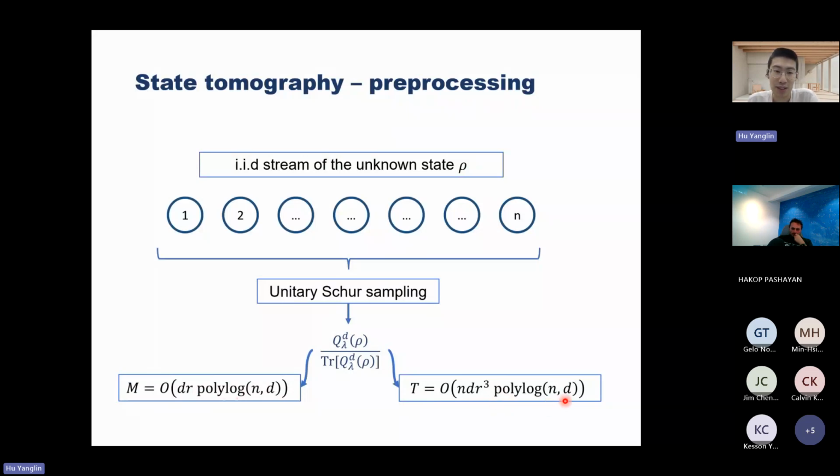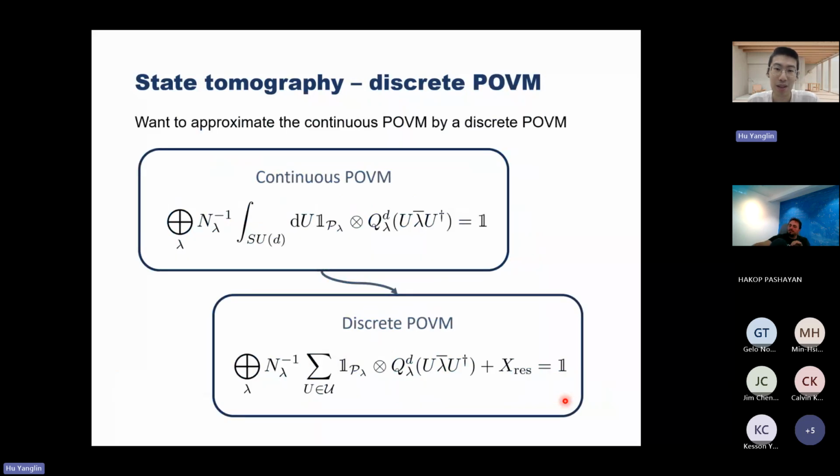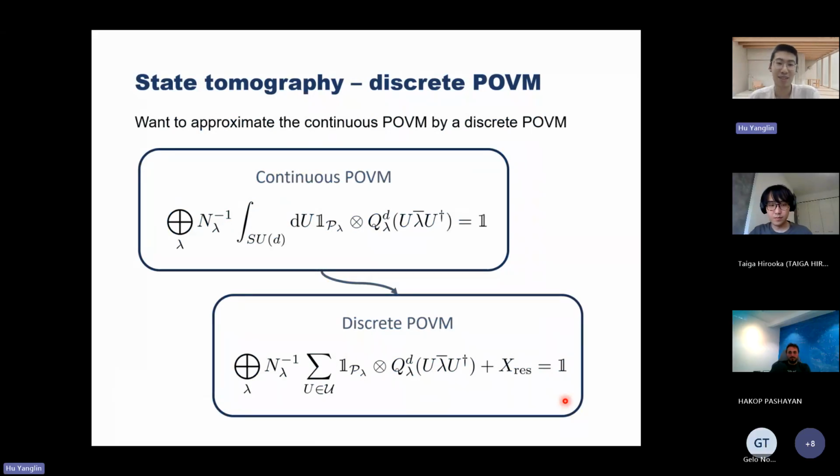Okay, so this is the quantum memory we have to use for the streaming unitary Schur sampling case, and we also need to bound the memory complexity of the continuous POVM. So in order to bound the memory complexity of the continuous POVM, because for continuous POVM, to measure it, you need a very large memory.